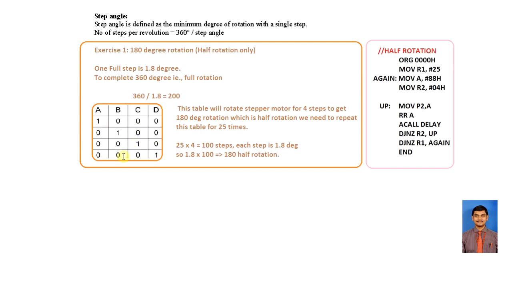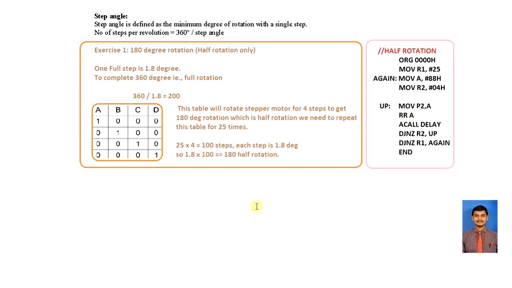And this 4 is to move each data. That means 4 rows are here, so 4 times we have to pass this one. That's why the count 4 is moved here. The accumulator data, which is 88, is moved to port 2. In turn, port 2 is connected to the stepper motor through the driver. Okay, and RRA for the clockwise direction. Then DJNZ R2, decrementing R2. That means this counting. As soon as the 4 steps are done, again I am going to reinitialize this data, and this particular loop will be repeated 25 times, which creates a 180 degree half rotation.